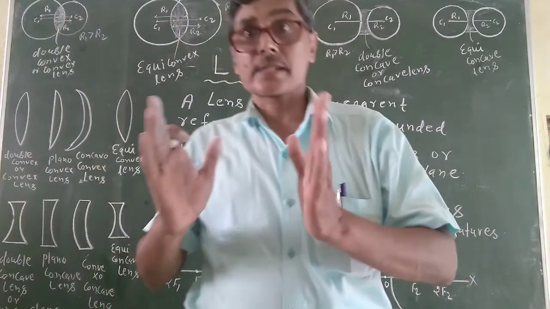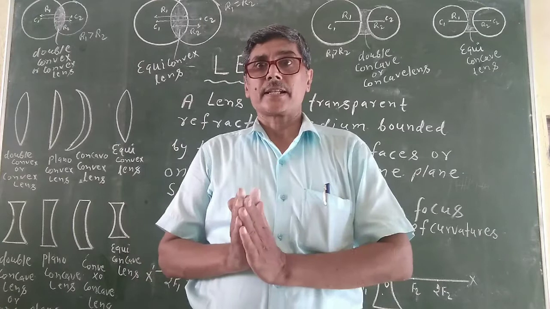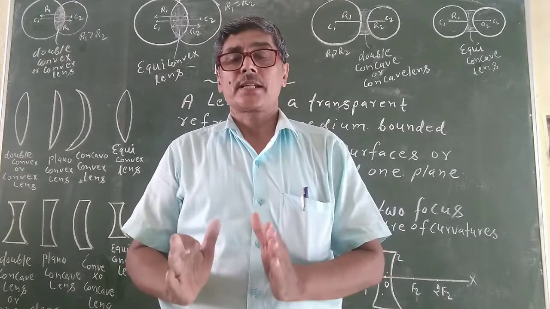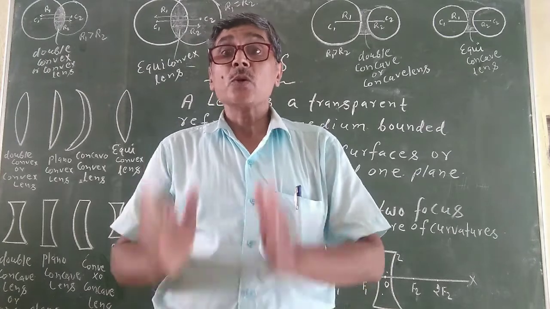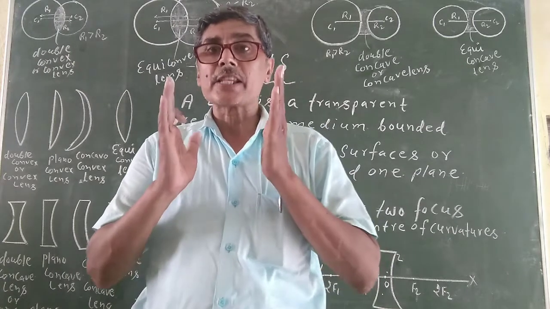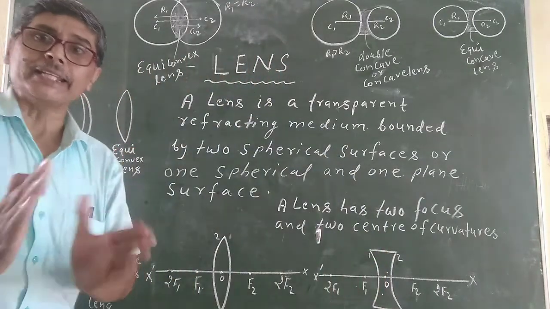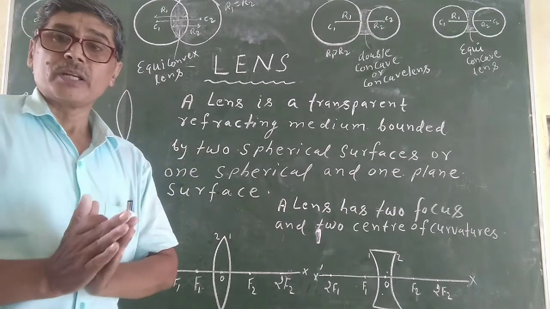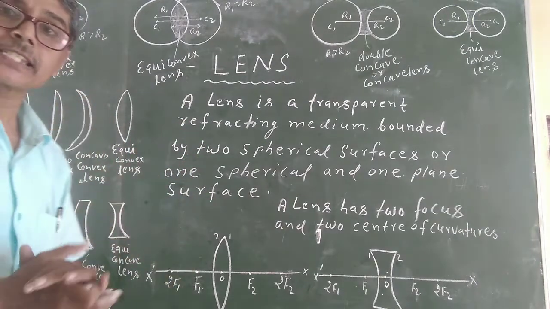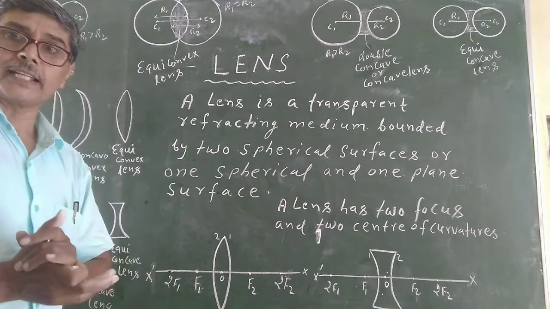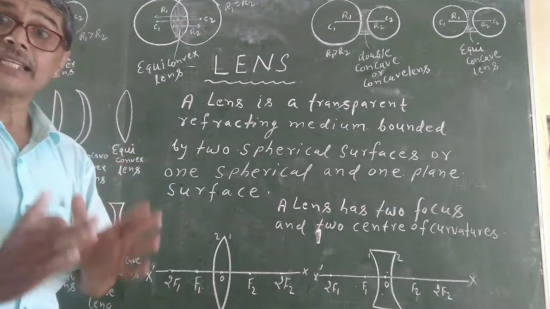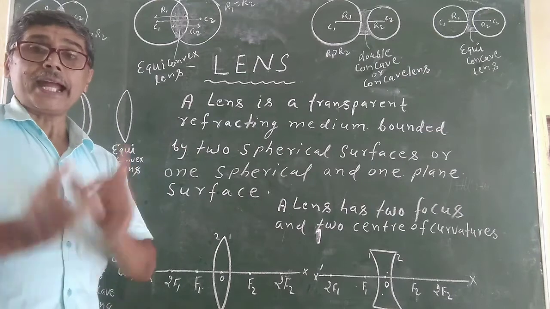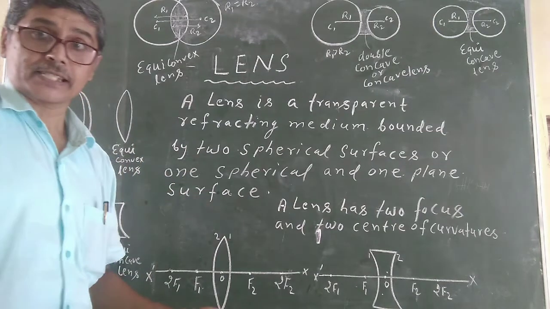Hello students, in this video lecture I am going to discuss the basic concept of the lens. A lens is a transparent refracting medium bounded by two spherical surfaces or one spherical and one plane surface. A lens has two focus and two centers of curvature.